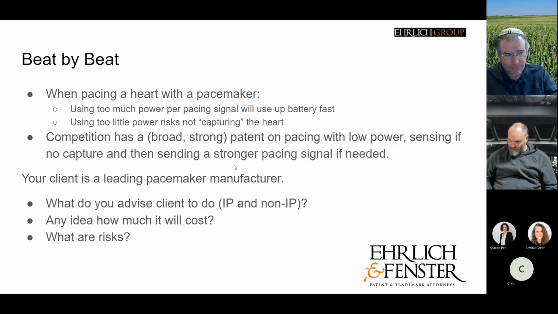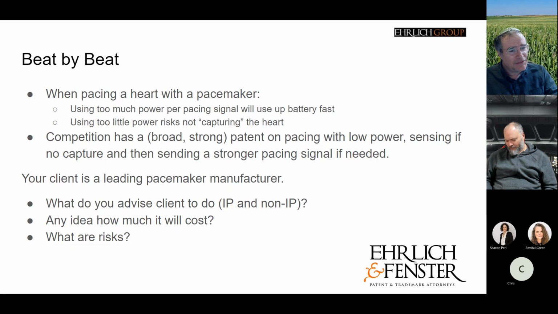So till now I was talking about protocols, and I'd like to tell you half of a story, and you can feel free to supply the other half. The first half is when you pace a heart with a pacemaker, okay, it's an implanted device, it has a battery. If you use too much power in each pace signal, the battery will get used up fast and people will have to get an operation to replace a battery. If you use too little power, maybe the heartbeat won't be captured and then the pacemaker won't do its job and the patient will be sick.